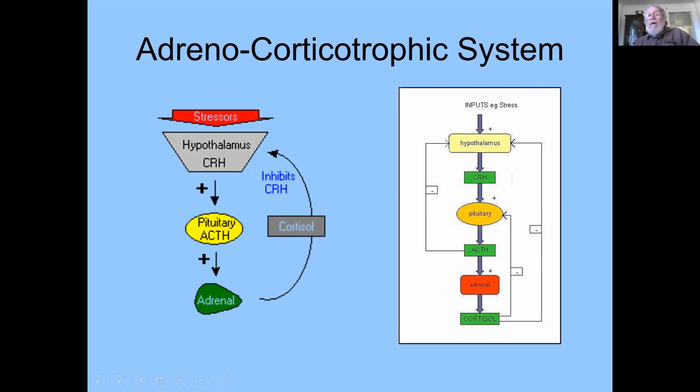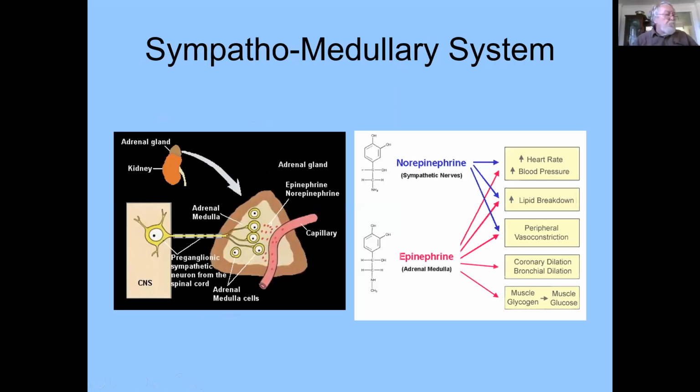And now we have a second aspect of the stress response. And this is called the sympathomedullary system. In the sympathomedullary system, not only do we have an adrenal gland, and an adrenal gland is made up of two different types of tissue. One is called the adrenal cortex, and the other is called the adrenal medulla. And the adrenal medulla is in the center, the cortex is sitting on the outside, and the adrenal cortex, of course, is releasing corticosterone, and the adrenal medulla is releasing, among many other things, the catecholamines, epinephrine, and norepinephrine.